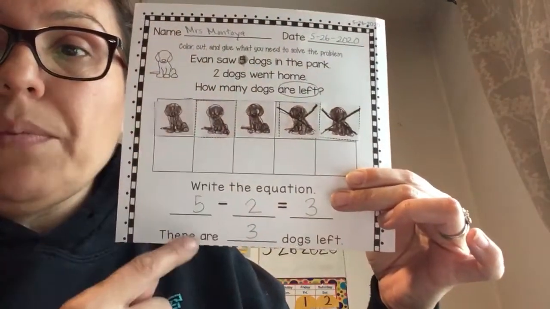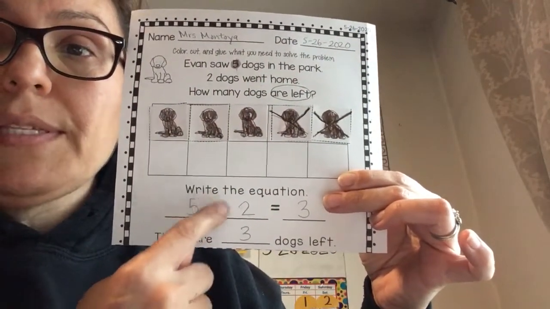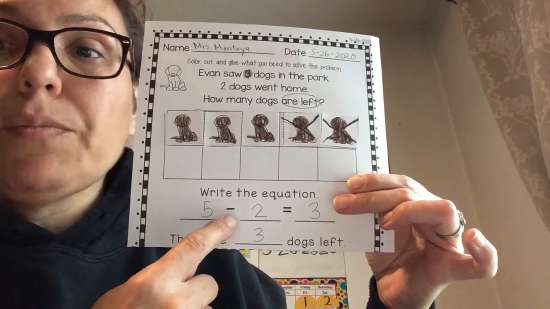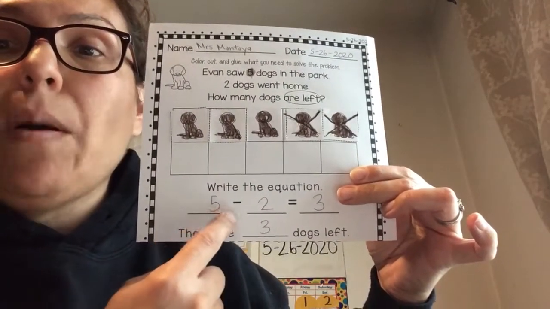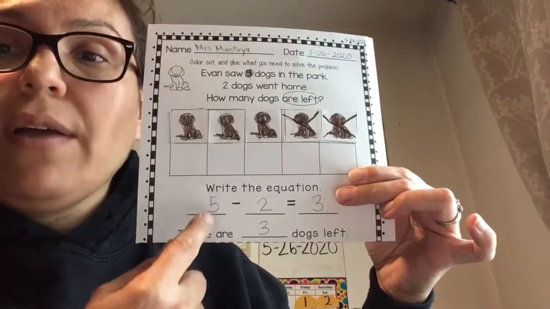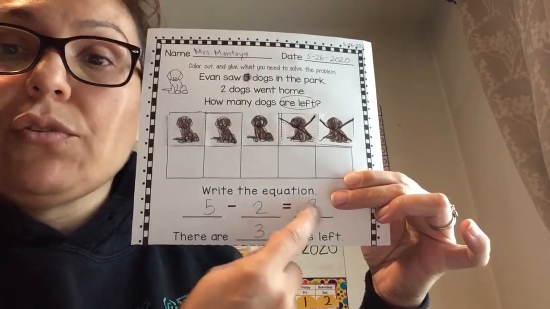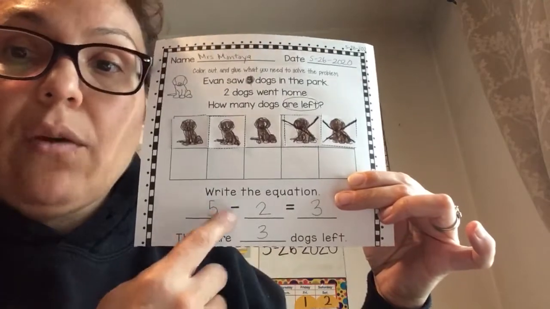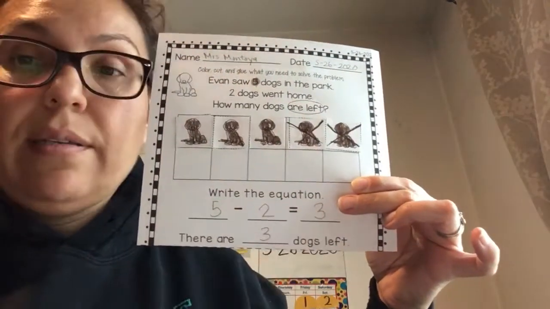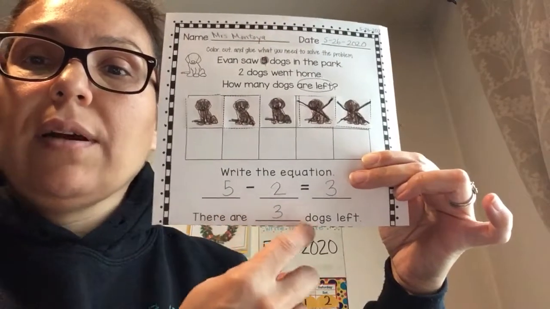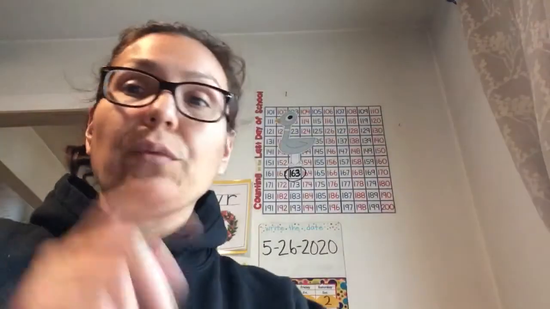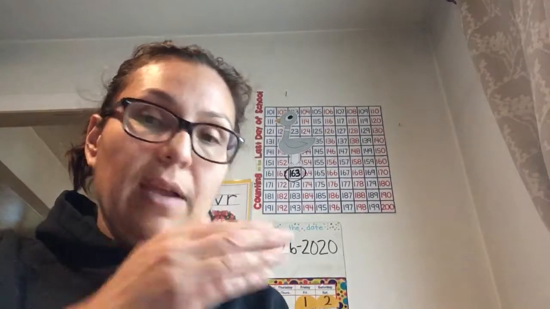So the first number I put here in my equation, and this sign is called a minus sign, or a subtraction sign, or take away sign, okay? 5 doggies minus 2 doggies equals 3 doggies, or 5 take away 2 doggies equals 3 doggies, okay? And then the answer statement is, there are 3 dogs left. All right, be sure to watch that video. I go step by step on how to work that problem, okay?